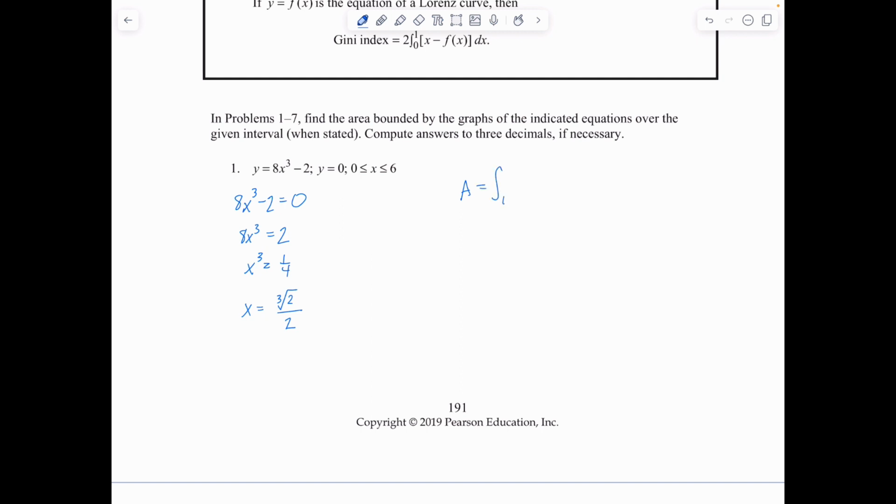And so, using our theorem, the integral from 0 to the cube root of 2 over 2 will give us 0 minus 8x cubed minus 2 dx. We'll be adding the integral from the cube root of 2 over 2 to 6. That way we cover our whole interval. This is going to be the 8x cubed minus 2 minus 0 dx. And so we will have from 0 to the cube root of 2 over 2, negative 8x cubed plus 2 dx plus the integral of the cube root of 2 over 2 to 6 of 8x cubed minus 2 dx.